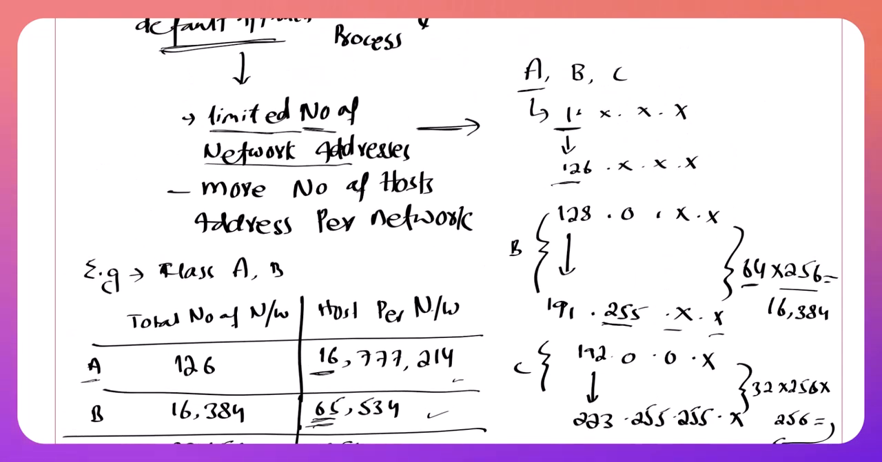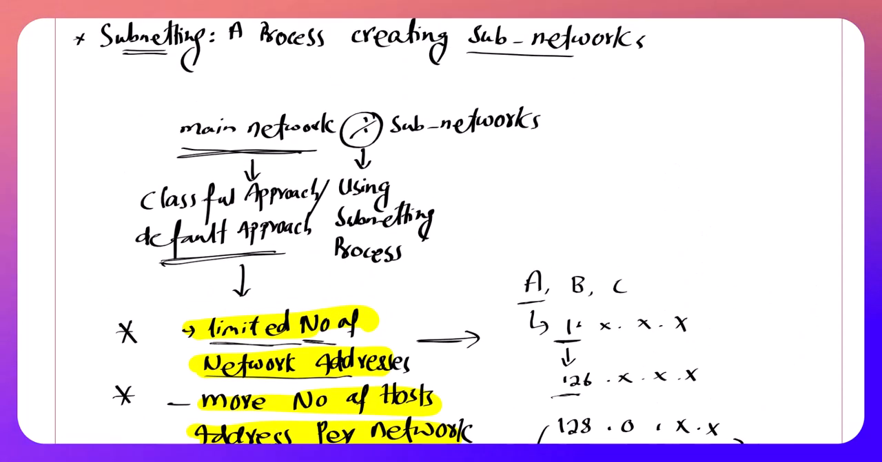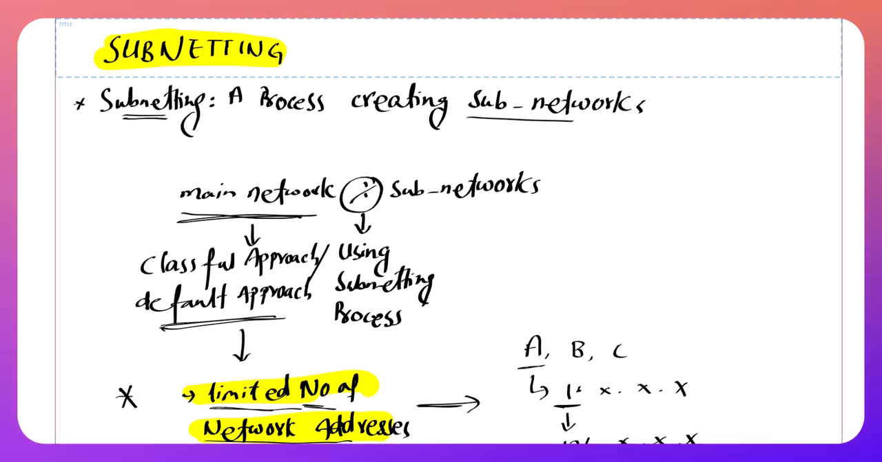So dear students, this was the main issue: a limited number of network addresses and a large number of host addresses per network, and the subnetting process was introduced to solve both issues. And now come here. Subnetting is a process of creating subnetworks. A process of creating subnetworks means we will pick one of the networks and divide it into subnetworks.